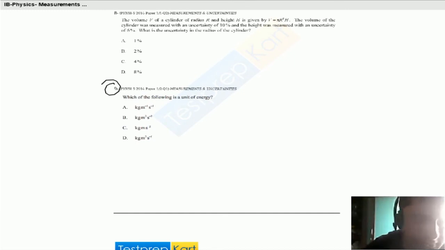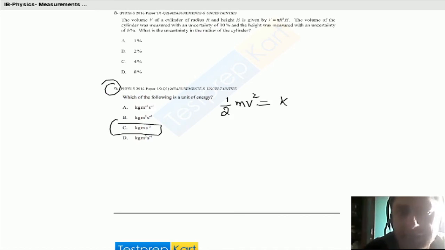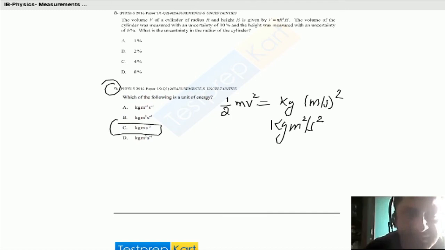C. Okay. Which of the kilogram meter per second? No, kilogram meter square per second square is the answer, because one of the formulas of energy, if you know, is half mv square, where mass is kilogram and velocity is meter per second. So it is kilogram meter square per second square.